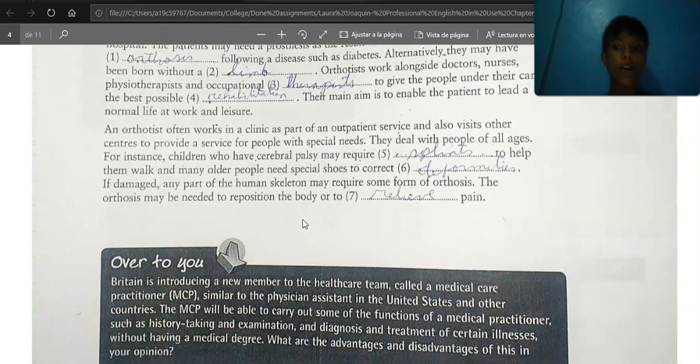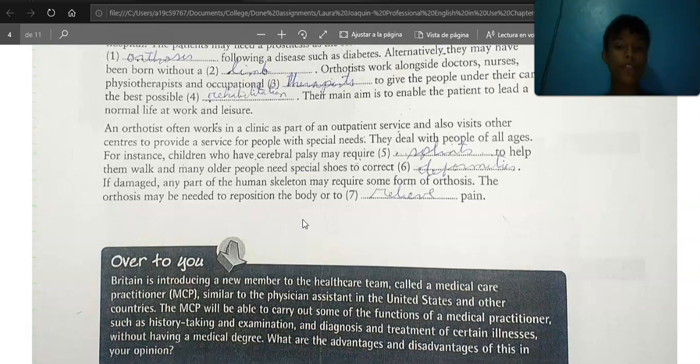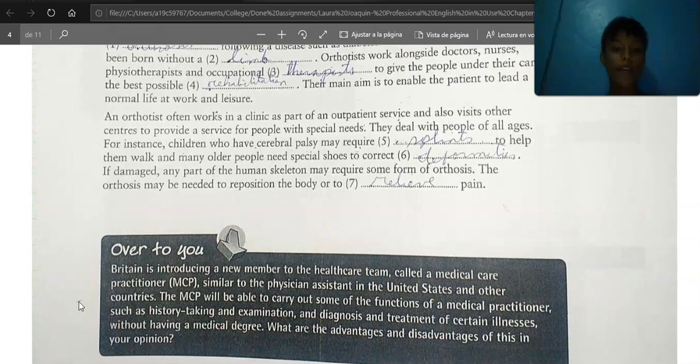An orthotist often works in a clinic as part of an outpatient service and also visits other centers to provide a service for people with special needs. They deal with people of all ages. For instance, children who have cerebral palsy may require splints to help them walk, and many older people need special shoes to correct deformities. If damaged, any part of the human skeleton may require some form of orthosis. The orthosis may be needed to reposition the body or to relieve pain.